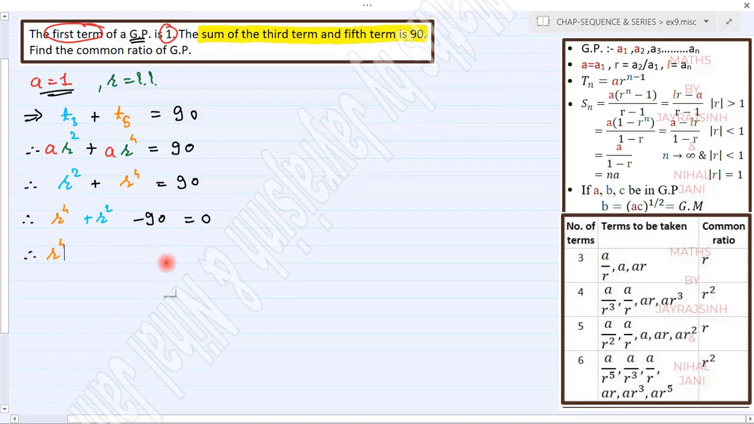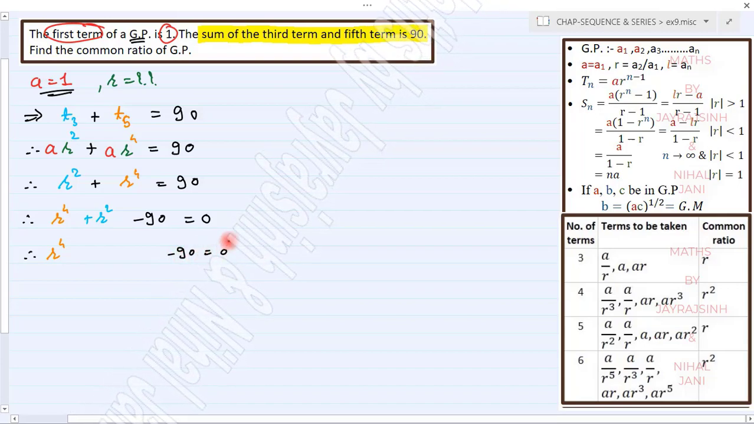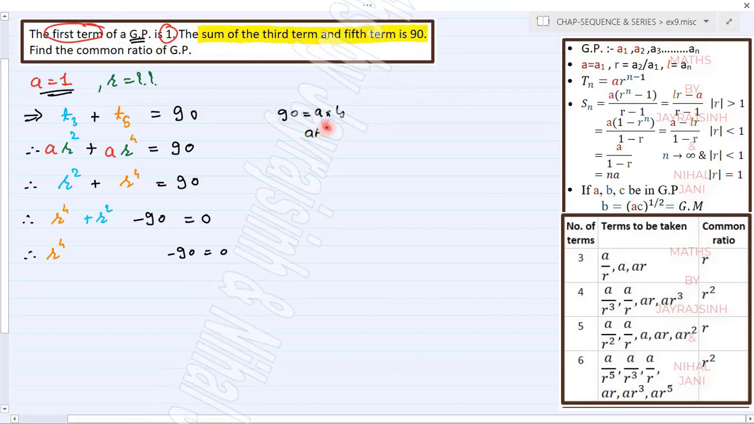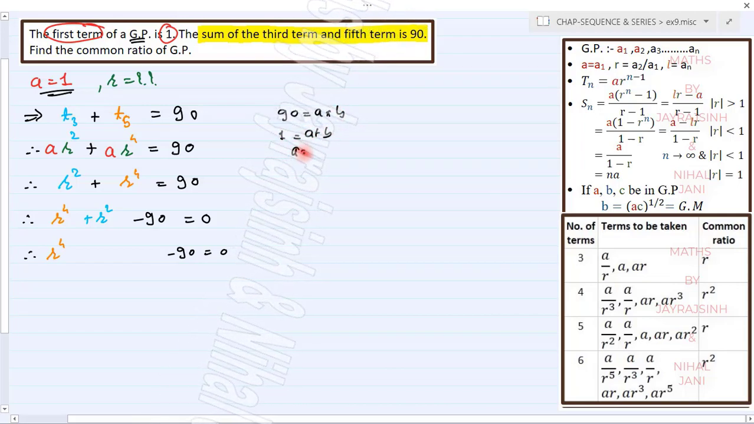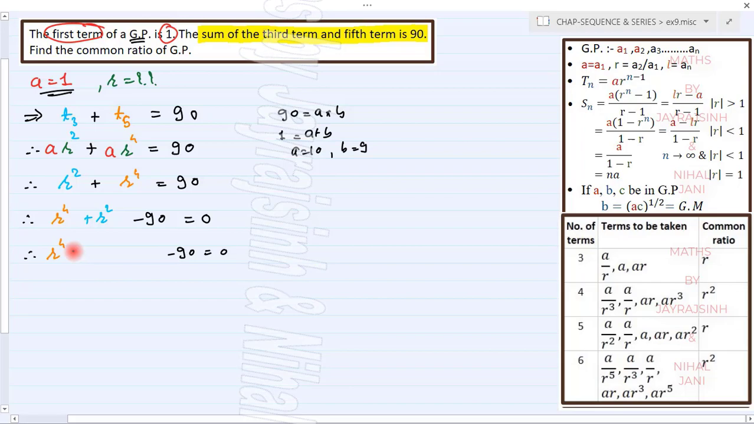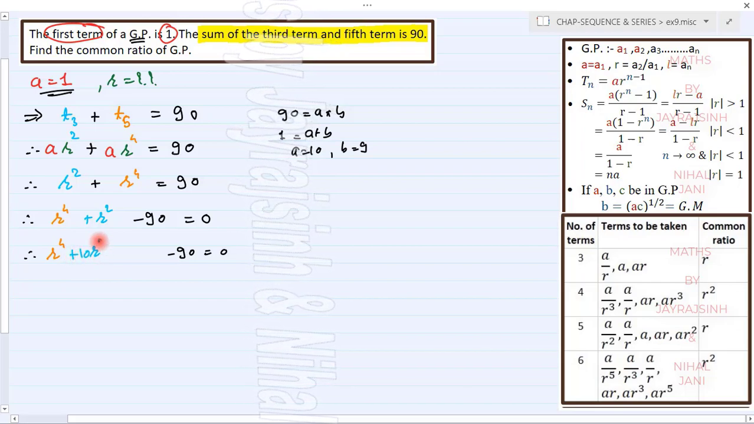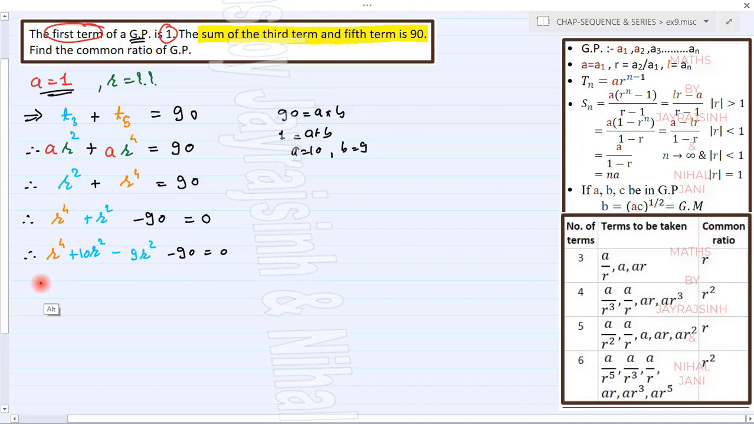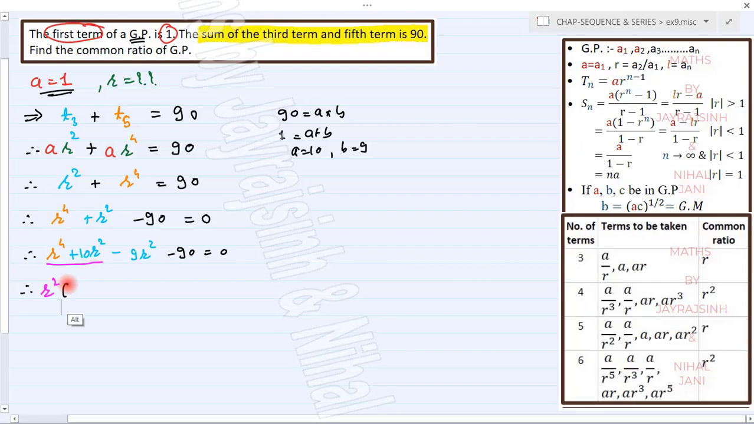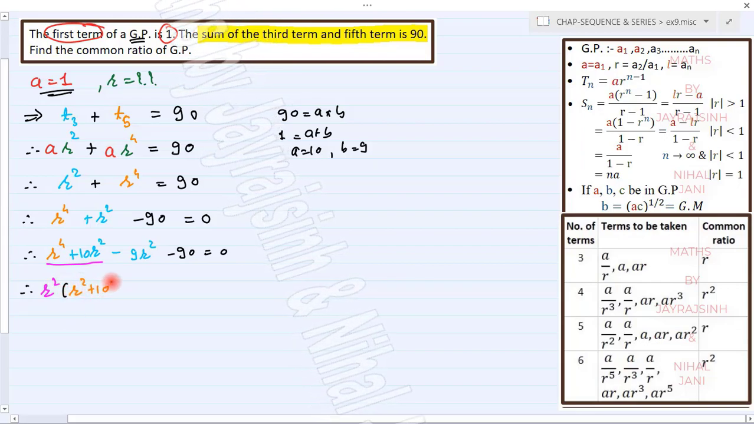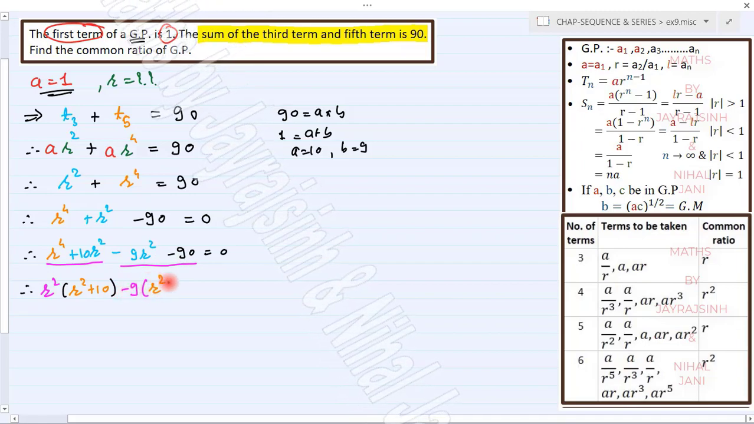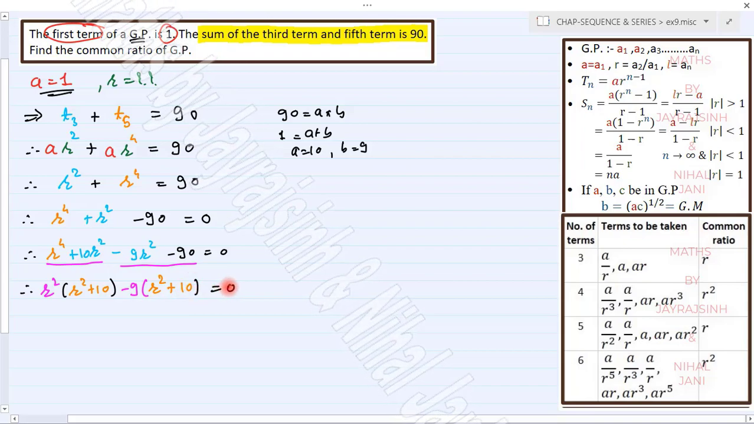Let's say your first and last term will be as it is, and we need numbers whose product is 90 and summation is 1. So it can be 10 and 9. So your middle term will be split as 10r square minus 9r square. So from the first two terms we can take r square common. We will get r square plus 10, and from the rest of the two terms we can take minus 9 common. So remaining terms are r square plus 10 is equal to 0.